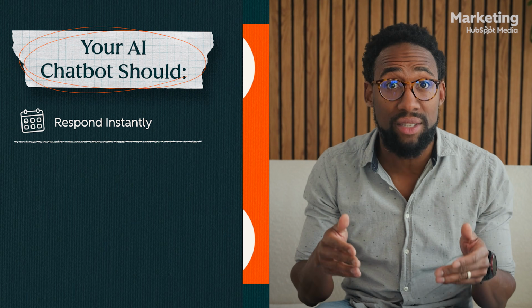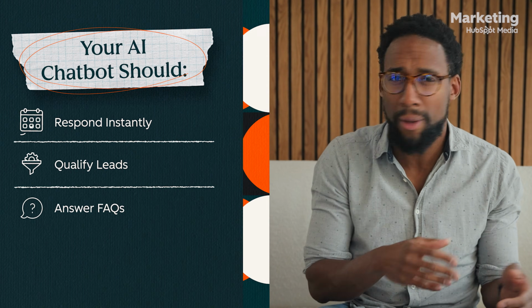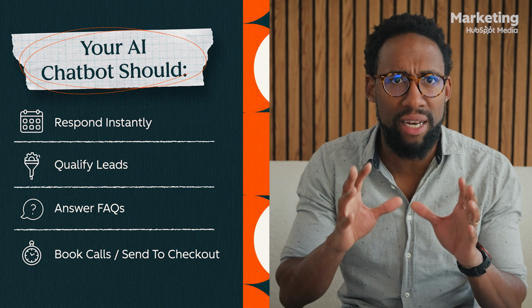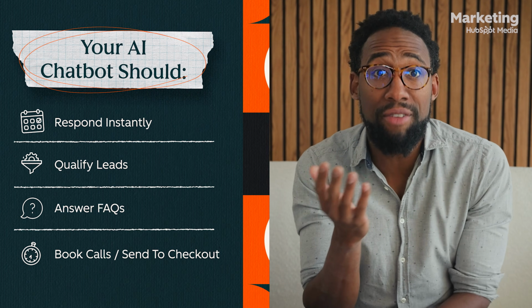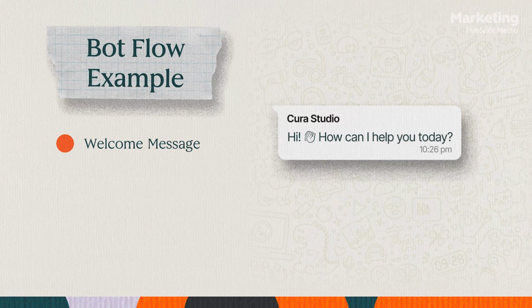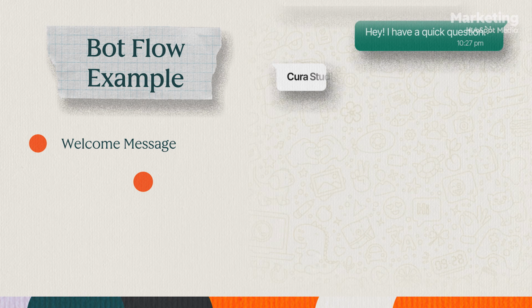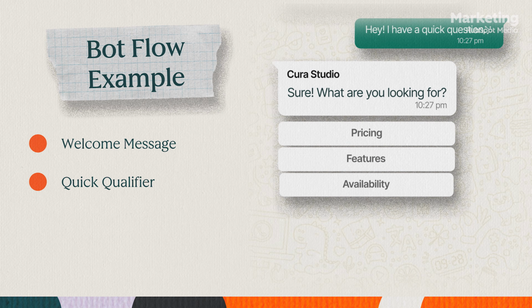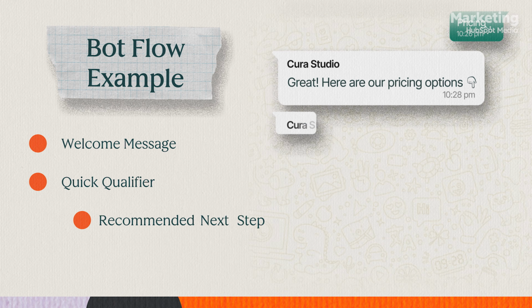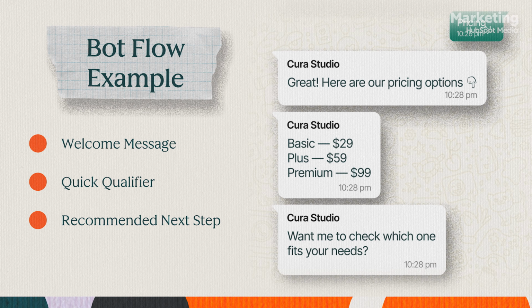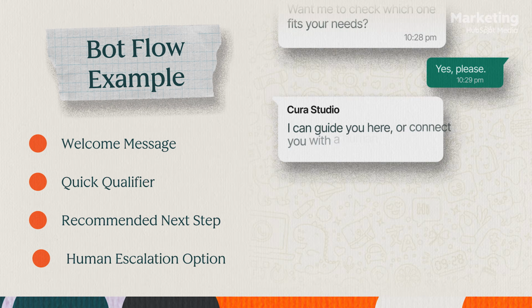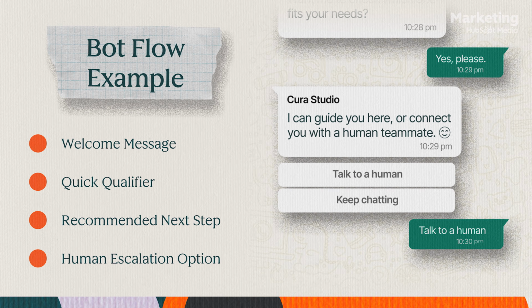No matter which tool you choose, your bot needs to respond fast, qualify leads, answer FAQs, and hand off to a human when it is necessary. Most advertisers get this completely wrong, and that's why their cost per message is so high. A simple bot flow looks like this: a welcome message, a quick qualifier, recommended next steps, and an option to talk to a human if needed.